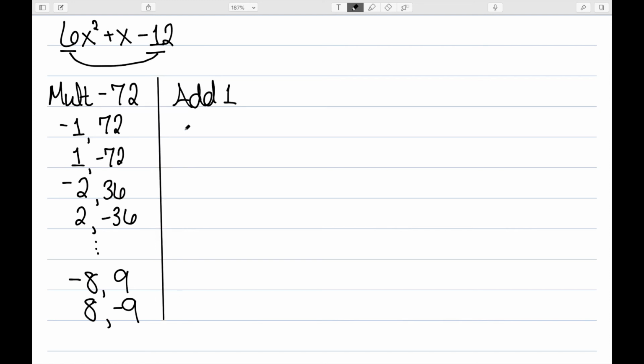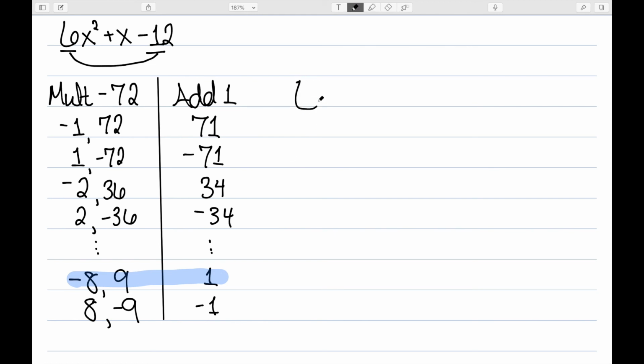and make sure you complete your table. When I add here, I get 71 and minus 71. Here I get 34 and minus 34. And if I skip down to these last ones, I get 1 and minus 1. Well, I needed them to add to be 1, so I needed these terms. Rewriting gives me 6x squared minus 8x plus 9x from these two terms I just found in my table, minus 12.